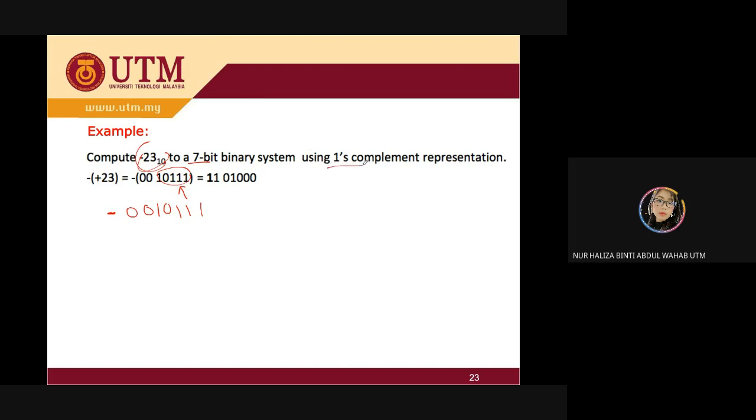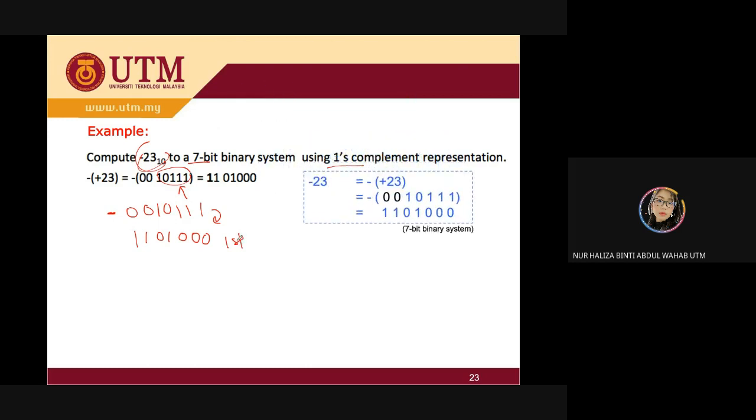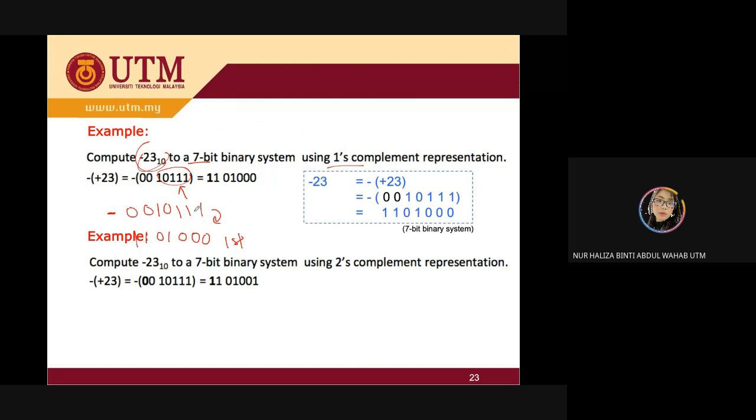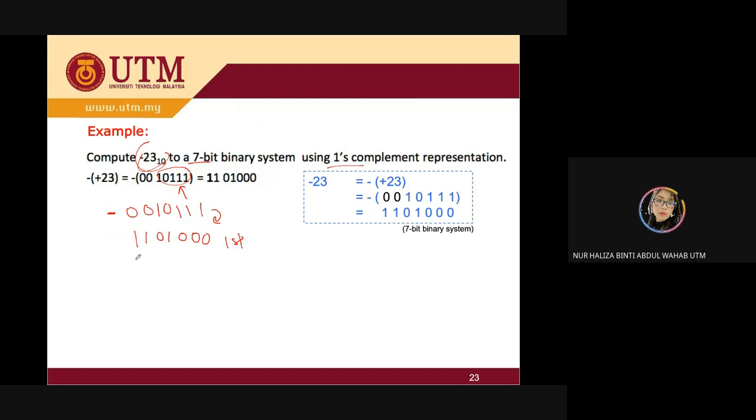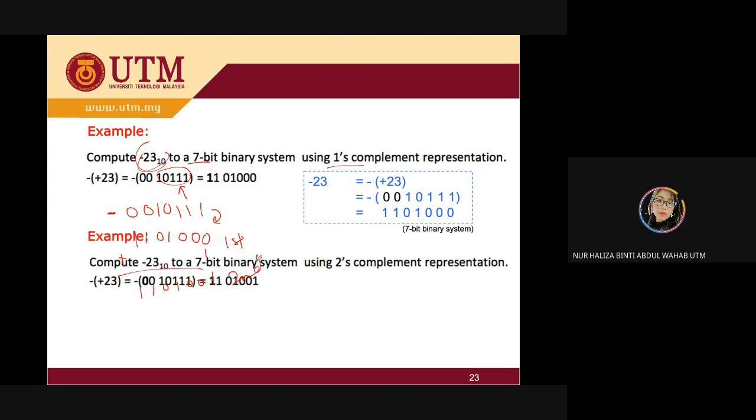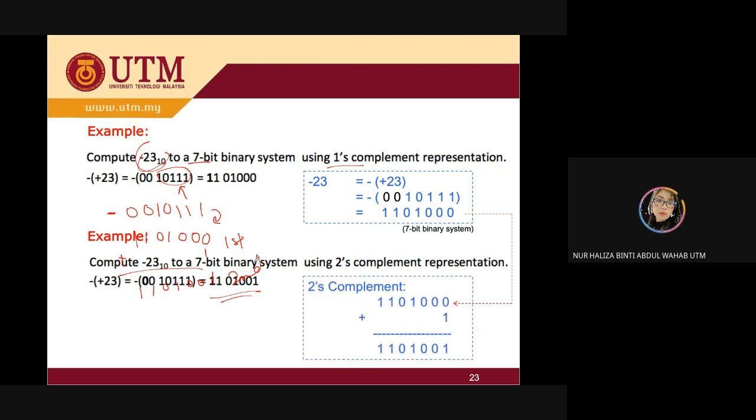Then for first complement, you just change it to be 0, 0, 0, 1, 0, 1, 1. This is your first complement. And if you want second complement, you just add 1, you get 1, 0, 0, 1, 0, 1, 1. So this is second complement. So this is your answer. As simple as that.